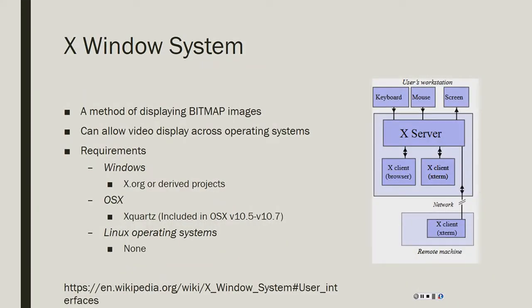Okay, so the X window system. The X window system is what Linux uses to transfer visual information. It's in a bitmap format, which is not the native display type for Windows and Mac. So we have to use an X server, which will communicate with the X client on a remote machine. If you have Windows, you need Xorg or a derived project. On OS X, you need XQuartz, which was included in versions 10.5 through 10.7 of OS X, but in newer versions, you have to download it separately. In Linux, it's native, so you don't need to get anything special.